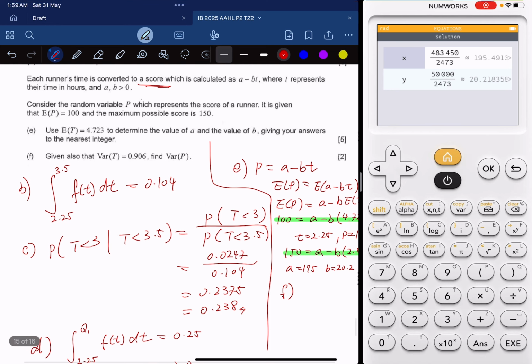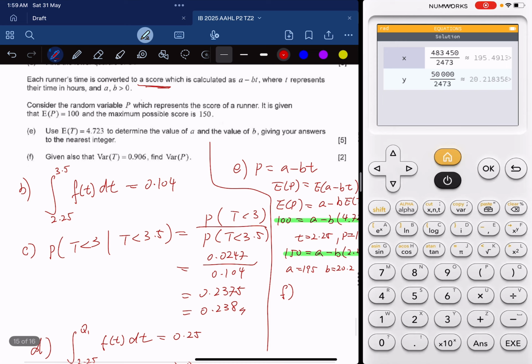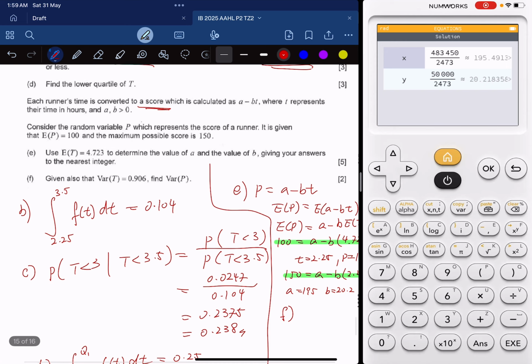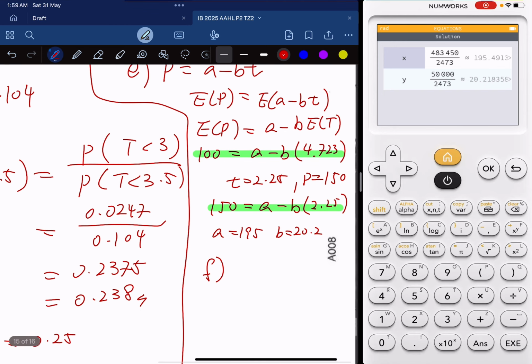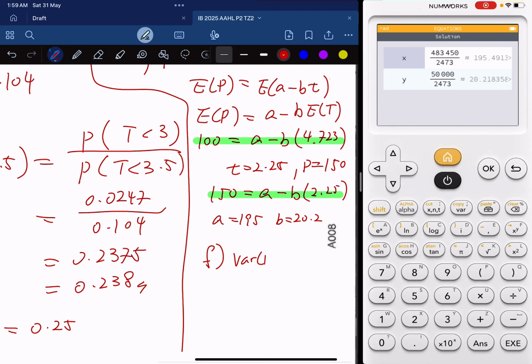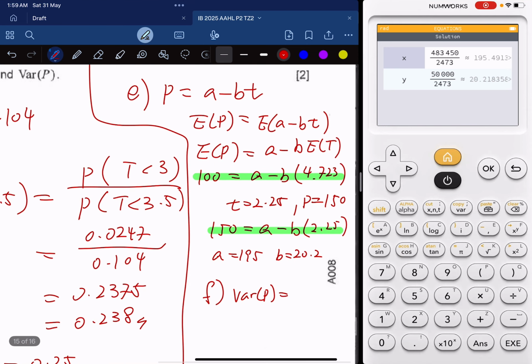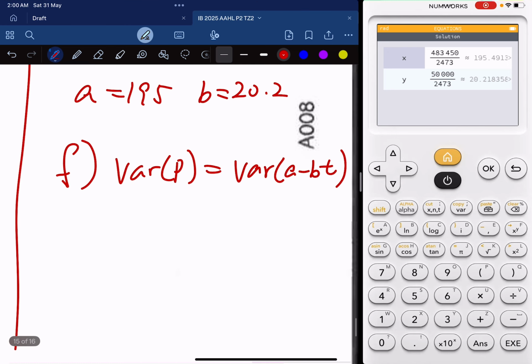Part F. Also given that the variance is this one, find the variance of P. So we just take the variance of both sides. So the variance of P equals the variance of A minus BT. Just remember variance, right? First of all, you can split it first.